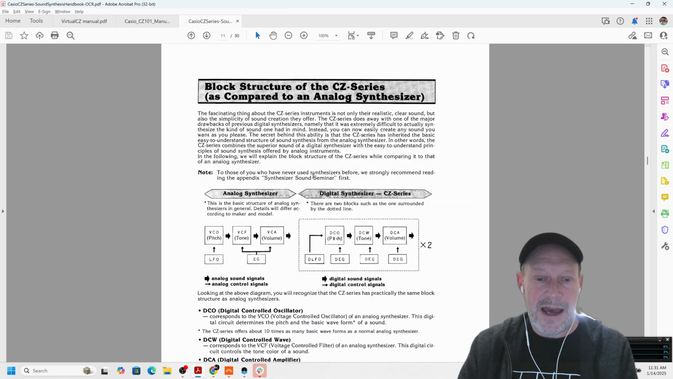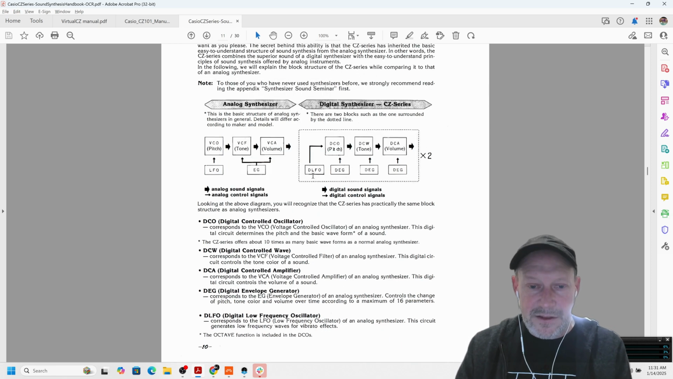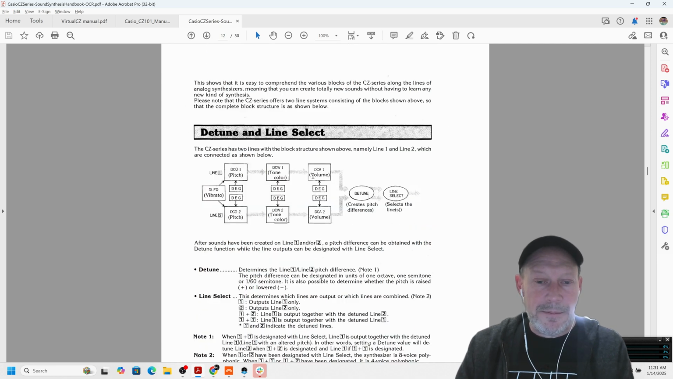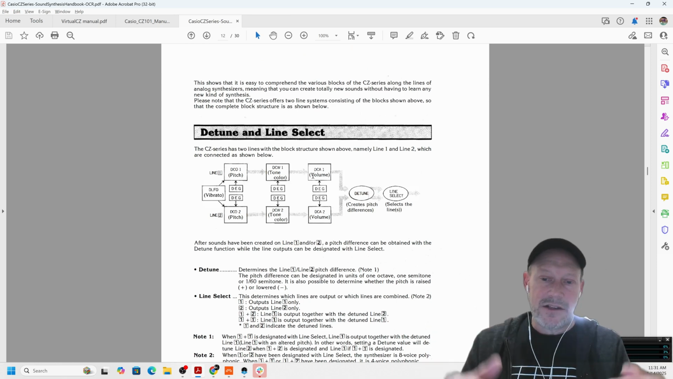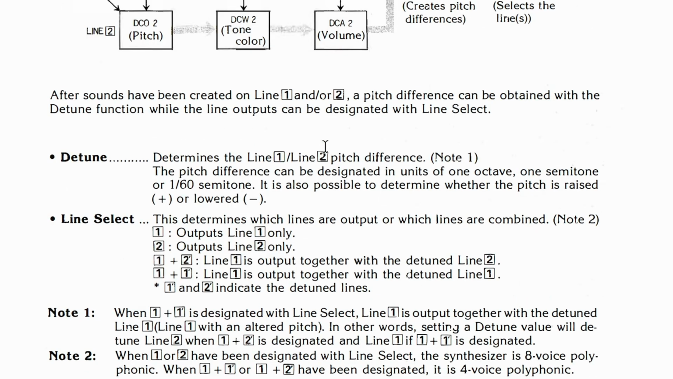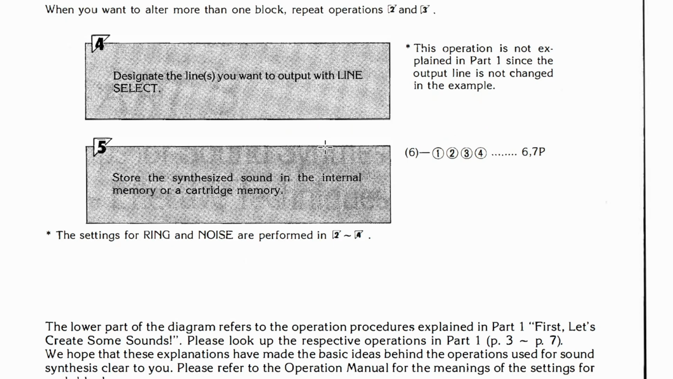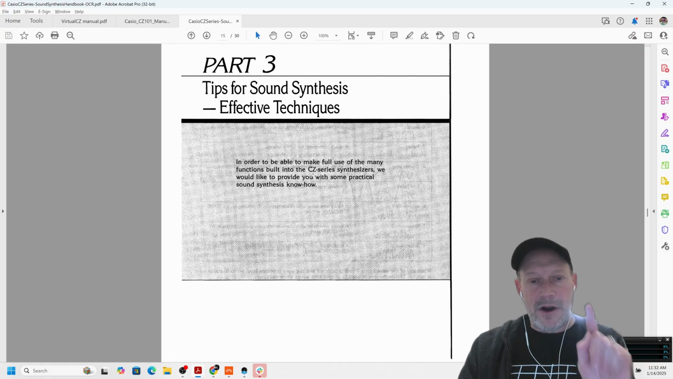Here we go. And so again, we've got a little deeper comparison between the structure of an analog synthesizer and the structure of the CZ series. Talks a little bit more about those. And then we get into detune and the fact that there are actually 2 complete voices in this synthesizer. They're called lines in the CZ nomenclature. Line 1 and line 2, they can be detuned with respect to each other. Let's see. There's another kind of block diagram. And then part 3 is super interesting.